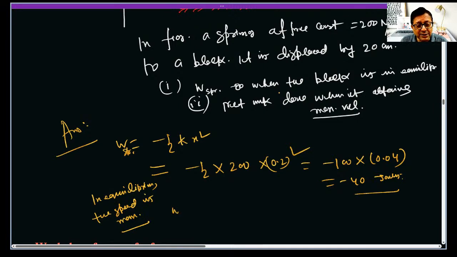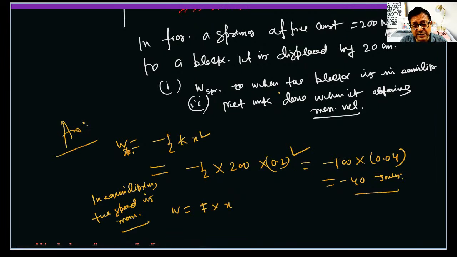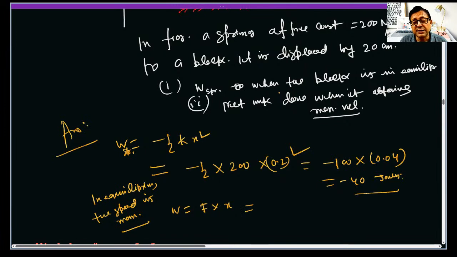Okay, so work done will be what? Force into displacement. Force is how much here? Tell. That is k into x. How much is k into x? 100 into 0.20, and that x is what? That is also 0.20. So this is going to be 4 joules.